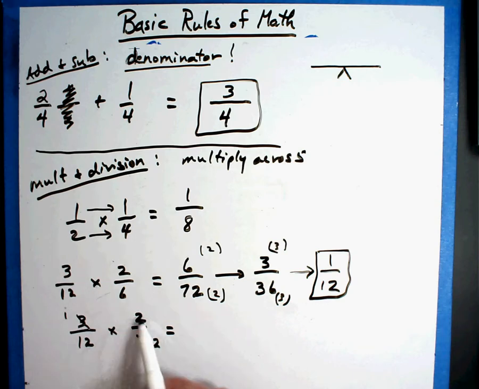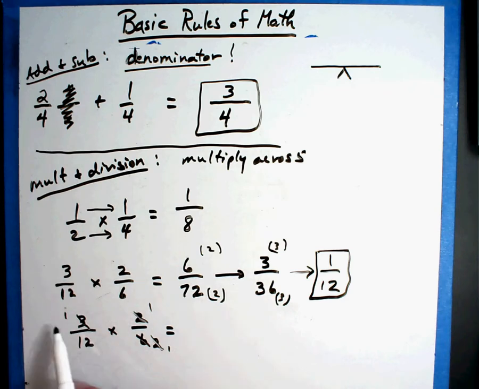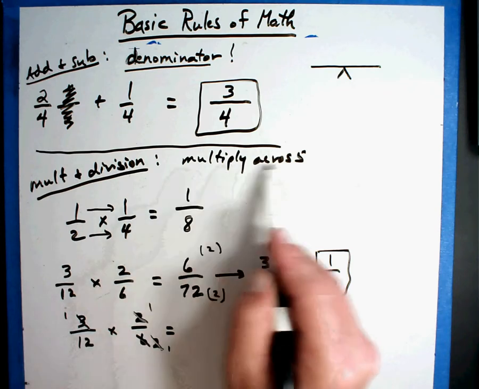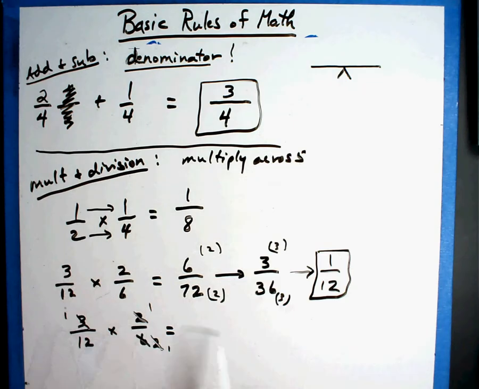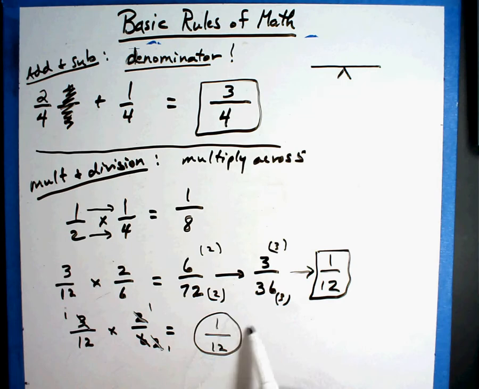Okay, I see another one. There's a 2 on the top and a 2 on the bottom. I can reduce that also. That becomes a 1 and that becomes a 1. Okay, what's left? Multiply across the top. It says multiply across. 1 times 1 is 1. 12 times 1 is 12. Notice? Got the same answer. How did I do that? Well, I ended up taking out a 2 and taking out a 3. I just did it at the beginning.